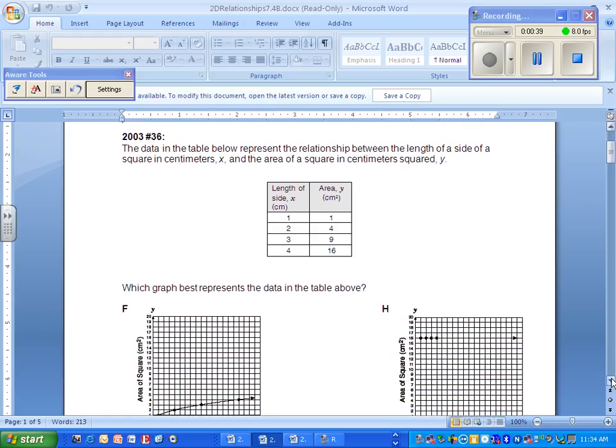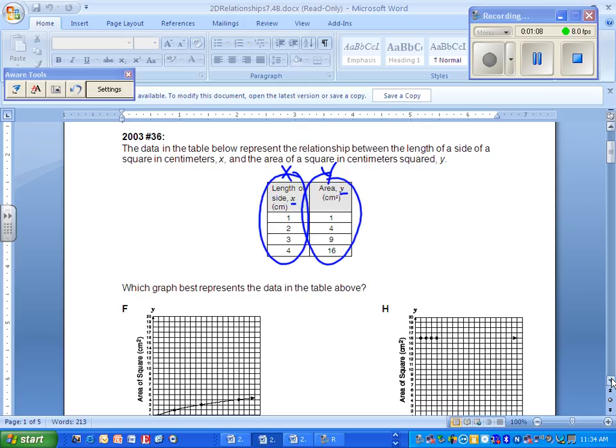All right, this says the data in the table below represents the relationship between the length of a side of a square. Here's the length of the side of a square in centimeters, and the area of the square in centimeters squared, which is going to be our y. So here's our x and here's our y as is labeled here. So don't miss the little things. Just really study this. Now let's just make sure this makes sense.